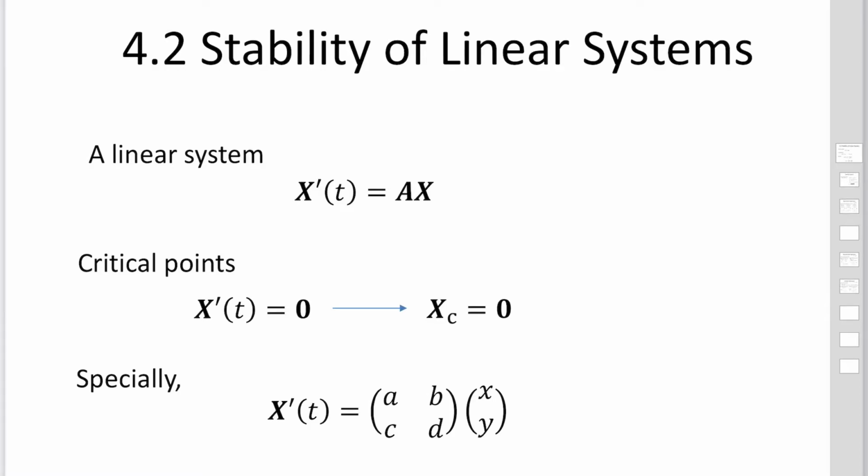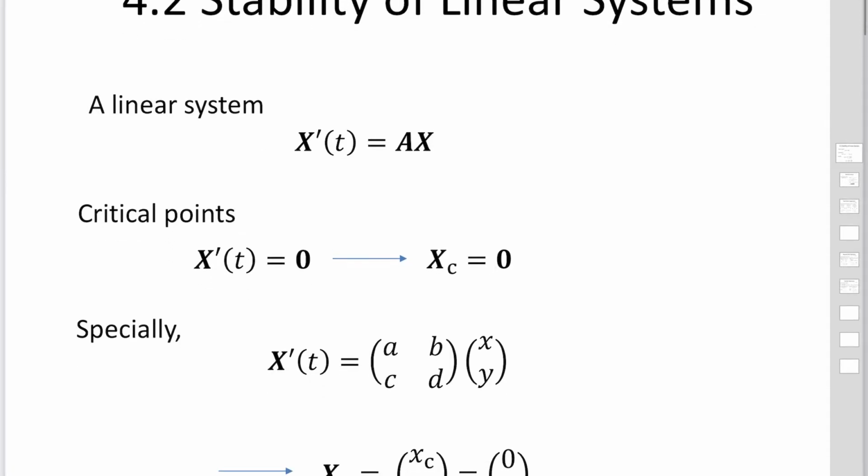In this section, I'd like to explain the stability of linear systems. A linear system is expressed as x prime equals ax. The critical point can be found when the derivative of x with respect to t becomes 0. From this equation, we find x sub c equals 0. Also, if you substitute x sub c into this equation, this becomes 0. So x prime equals 0.